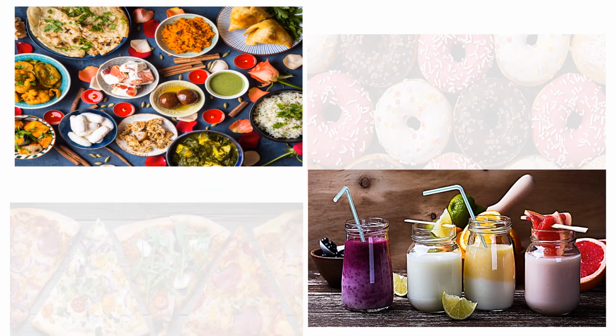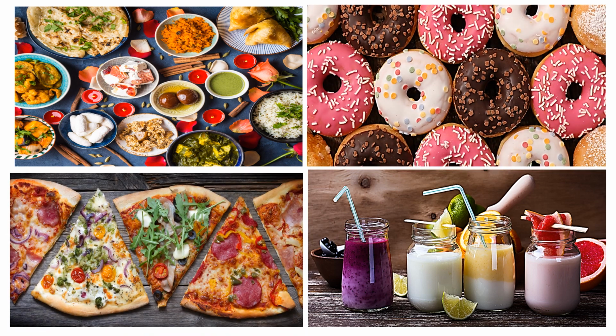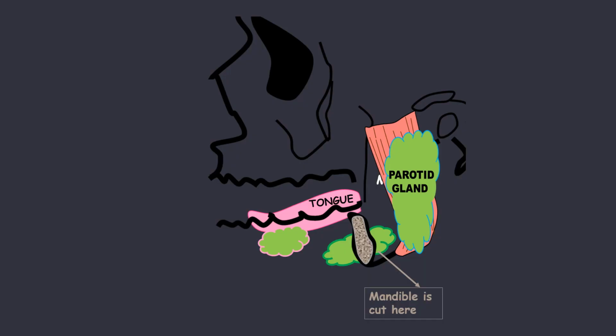So this is a variety of food, and some of it must be definitely making your mouth water, that is saliva, and saliva comes out of the major salivary glands by means of ducts.